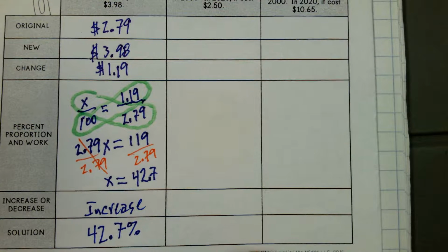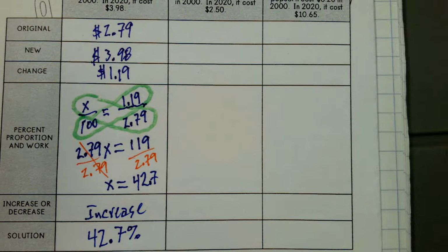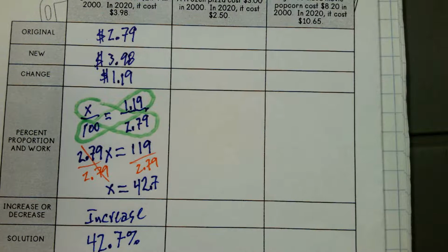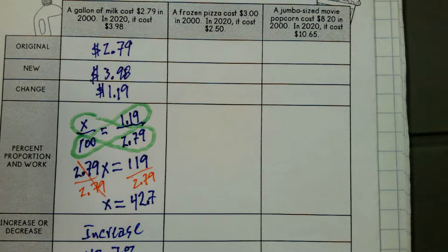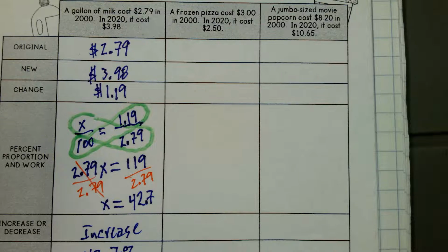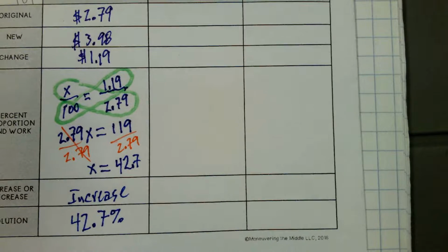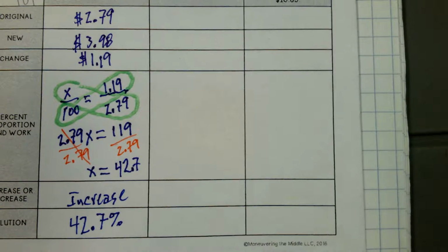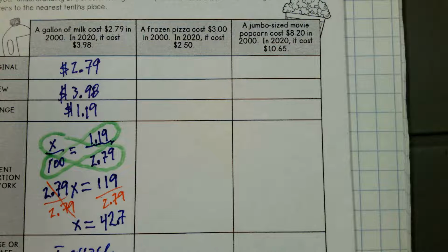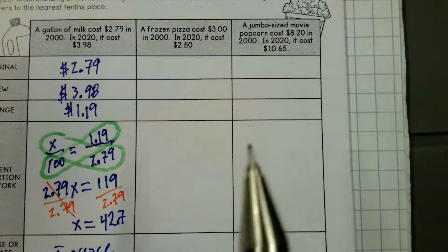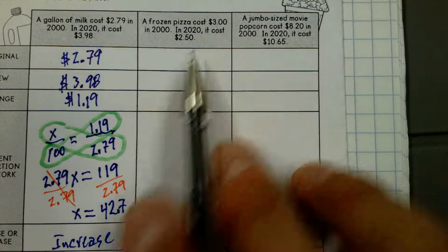So now I mainly did that one. Now I'm going to give you two opportunities to work with your table partner. Let's do the next two. Frozen pizza cost. What did you write for the solution? Yeah, the solution is the percentage. That's what we're looking for. Looks like frozen pizza costs have gone down. Yeah, in 2000 they were $3 and now it's $2.50.